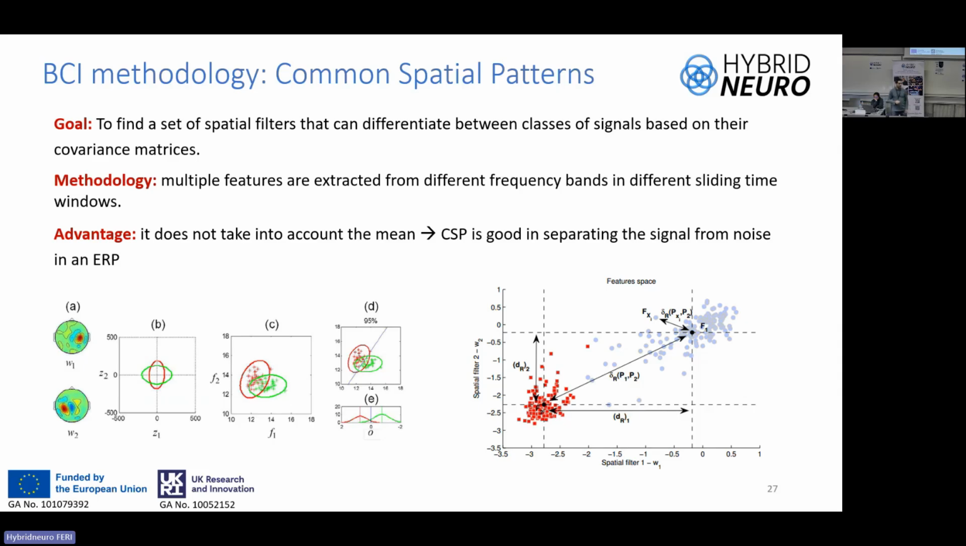About the common spatial patterns, only one slide. It's a kind of filter that tries to differentiate between these classes based on the covariance. So it tries to differentiate these classes, and it's a good tool in order to separate the signal from the noise, in order to clean the data and to give cleaner information to the classifiers.